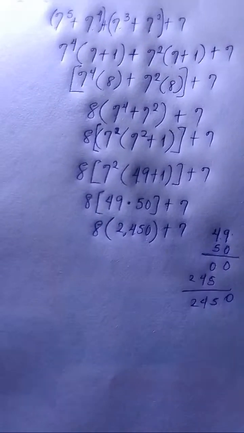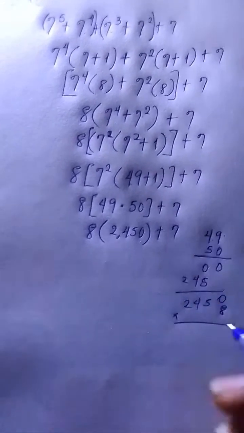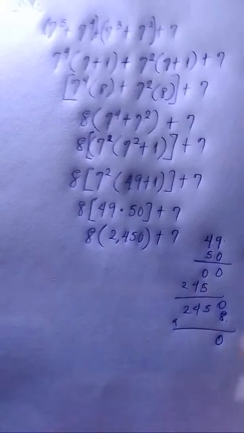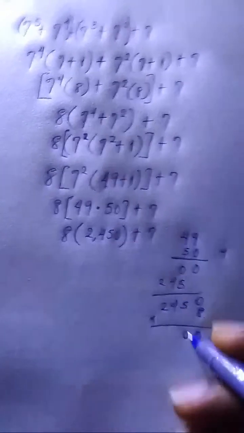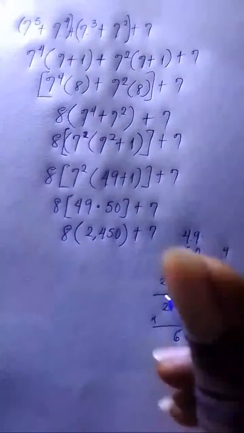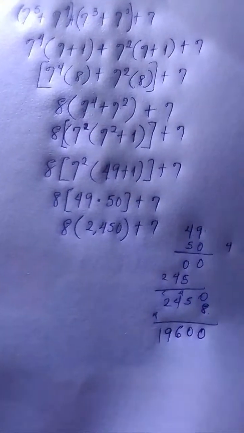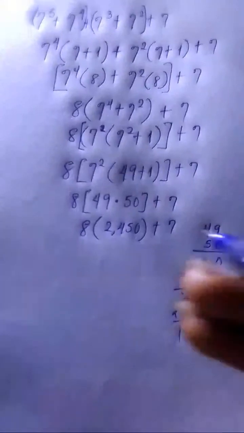8 times 2,450. So we multiply by 8, right? So from here, 8 times 0 gives us 0, right? 8 times 5 gives us 40, 0 carry 4. 8 times 4 gives us 32. 32 plus 4 is 36. 8 times 2 is 16. 16 plus 3 is 19. Right? So we have 19,600.